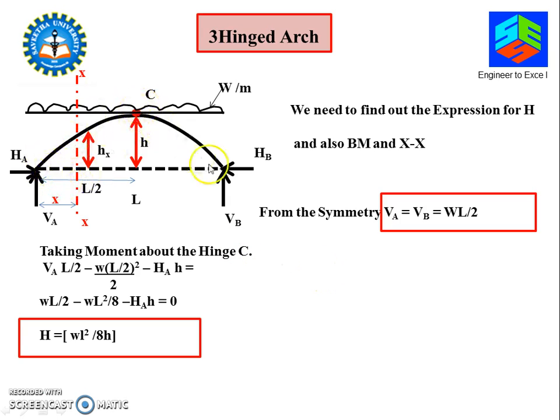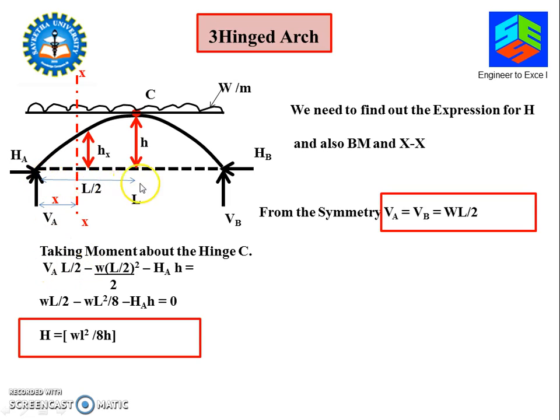You know that it's symmetrical because the load is applied over the complete span. So by symmetry, the reaction at A and B is nothing but half of the total load, that is WL by 2. It's clear. Now take the moments at the point C at the hinge. So how do you take it? We have forces HA, VA and this load. All these loads will have a moment at this point.